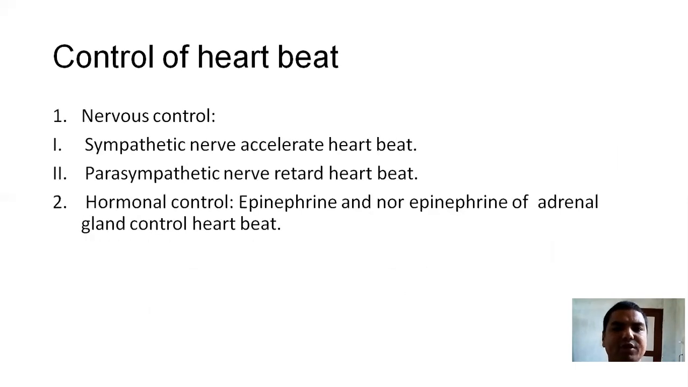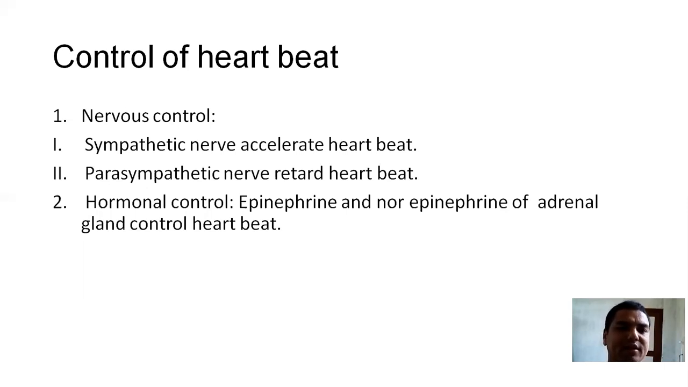Control of heartbeat. Heartbeat can be controlled by nervous control and hormone control. Sympathetic nerve helps to accelerate the heartbeat and parasympathetic nerve retards the heartbeat. Hormones epinephrine and norepinephrine of the adrenal gland control the acceleration and retardation of the human heart.